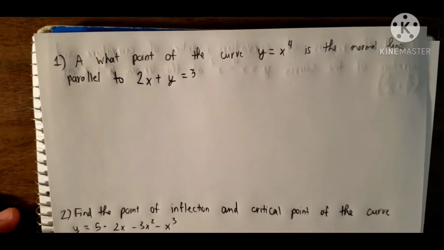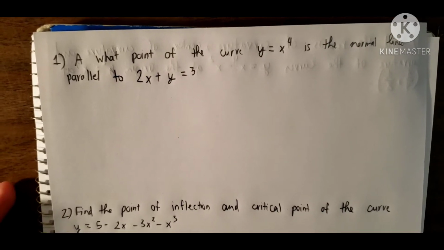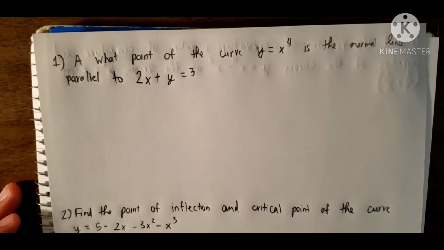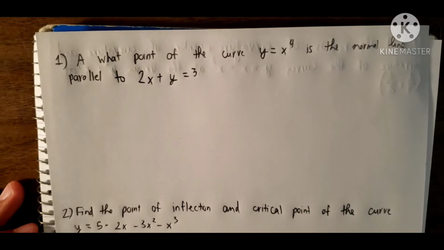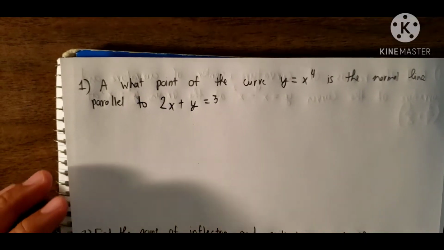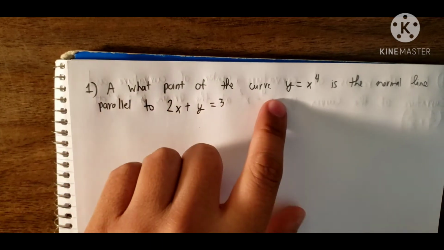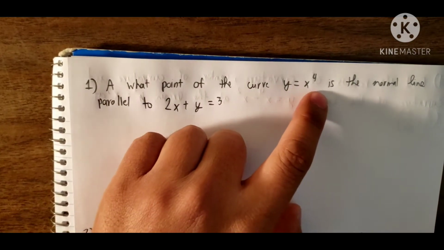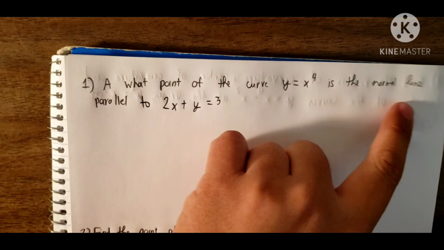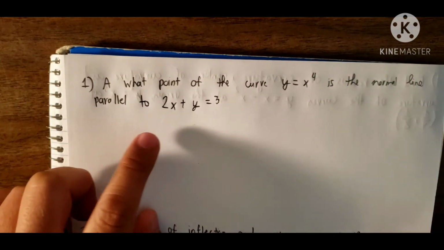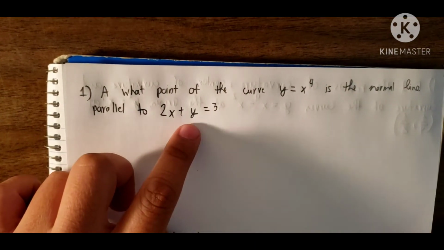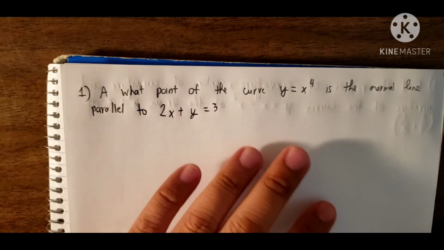Hello everybody, so today I will apply calculus to find and analyze the curve and the graph in here. Question number 1. What point of the curve y equal to x power 4 is the normal line parallel to 2x plus y equal to 3?